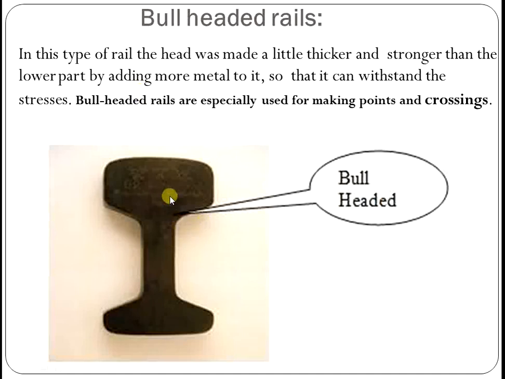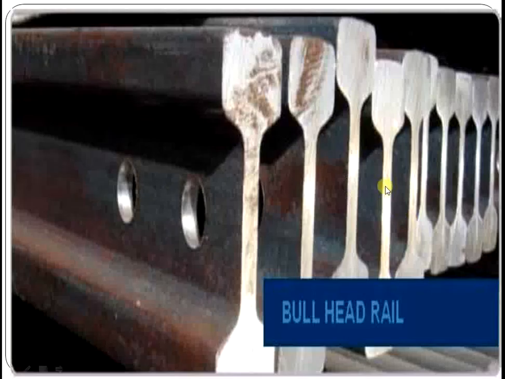Here we see that additional metal is used in the head section compared to the bottom section. This is the purpose, as the rail is used for points and crossing purposes. And this is the actual photo. Here we see the additional strength of the head section compared to the bottom section.